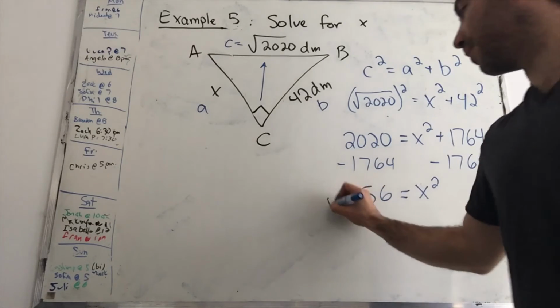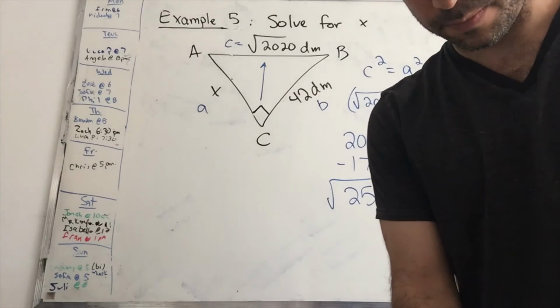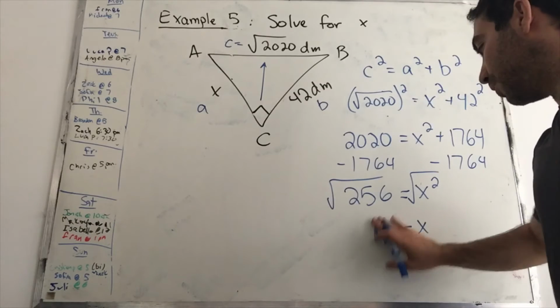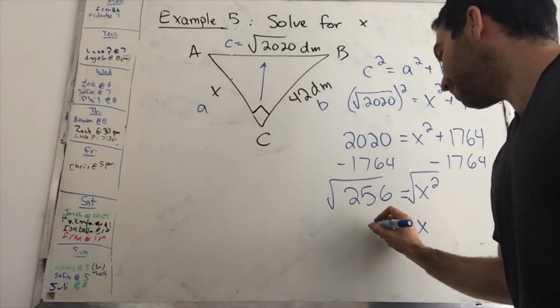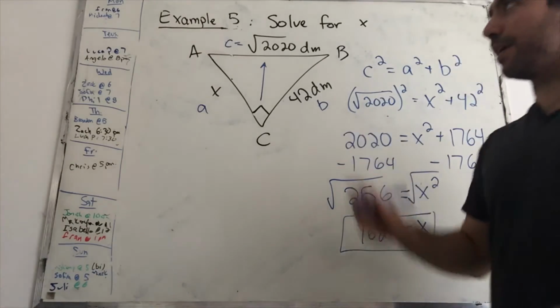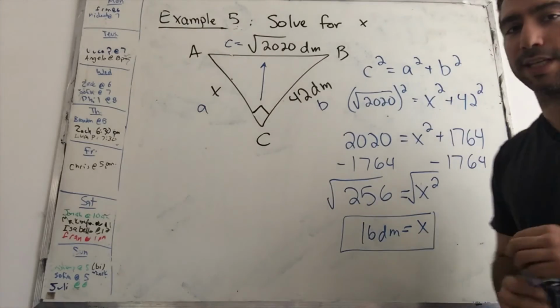The last step of the Pythagorean Theorem, square root, x equals 16. The units in this case were decimeters, dm, so it's 16 decimeters. And this is the final answer. This is a very typical part B question on an exam. So hopefully this helps, and I'll see you in the next example.